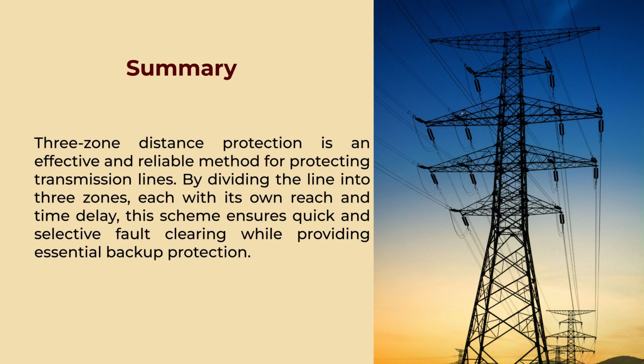In actual practice, it is not possible to obtain instantaneous protection for the complete length of the line due to inaccuracy in relay elements and instrument transformers. This difficulty is overcome by the 3-zone distance protection scheme. 3-zone distance protection is an effective and reliable method for protecting transmission lines by dividing the line into 3 zones, each with its own reach and time delay. This scheme ensures quick and selective fault clearing while providing essential backup protection.